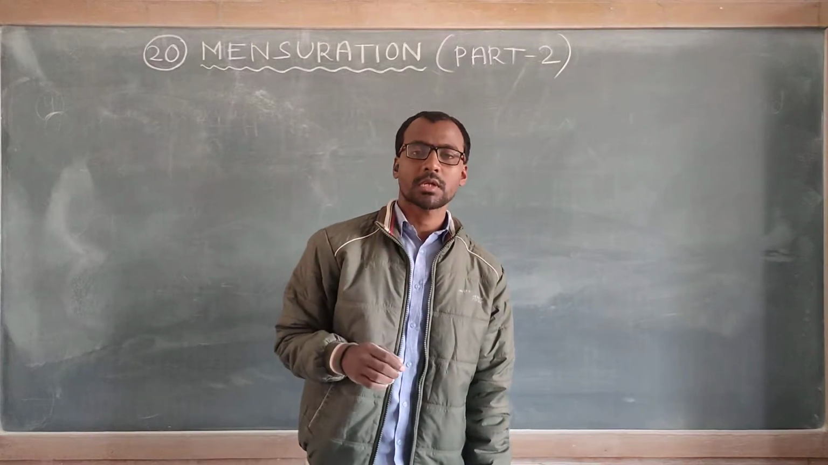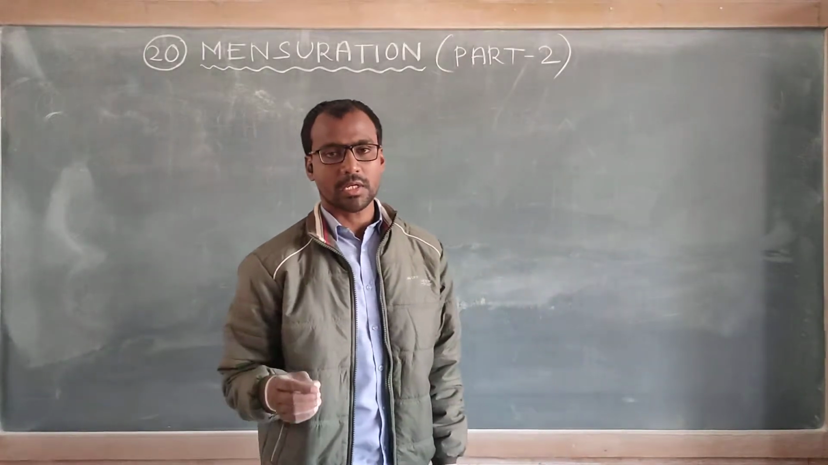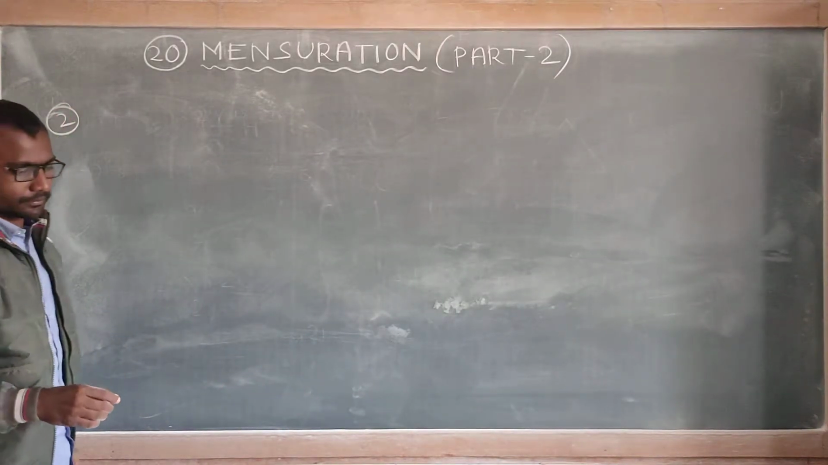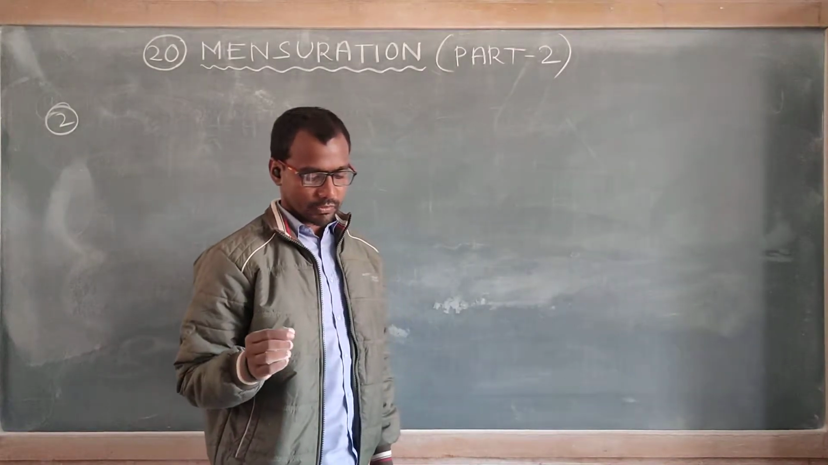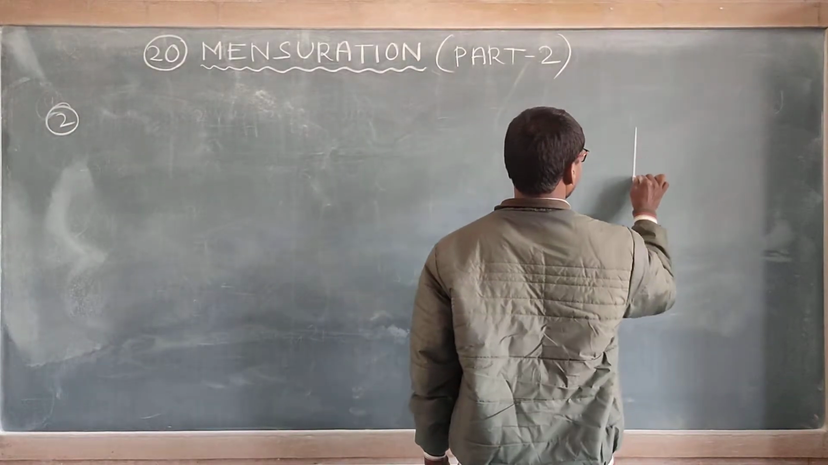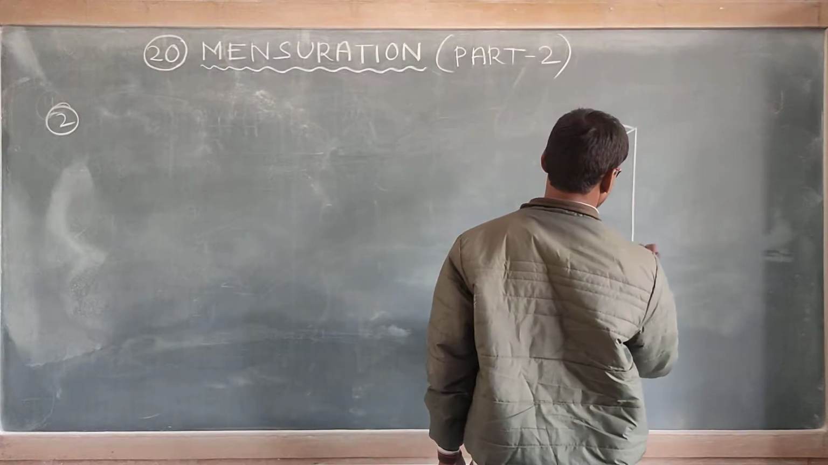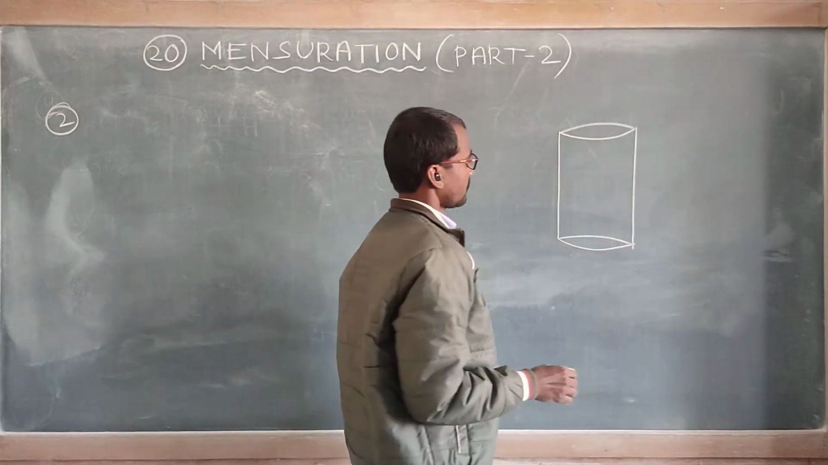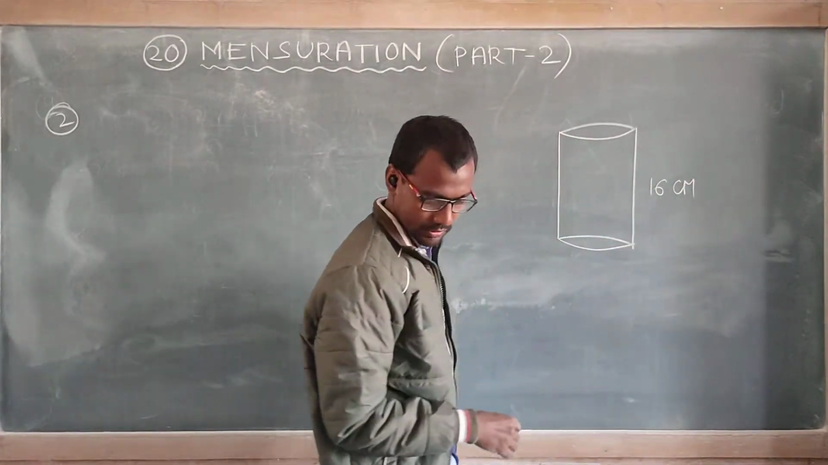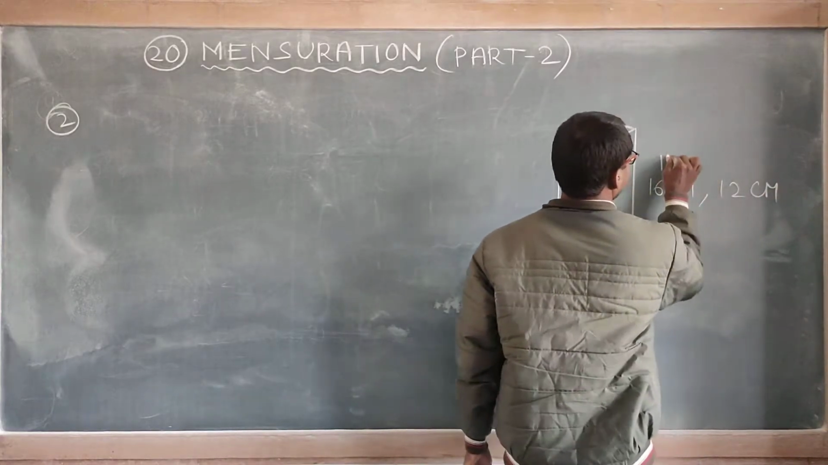So move to page number 315, Concise Mathematics. Page number 315, exercise 20F. Move to question number 2. From a solid cylinder whose height is 16 cm and radius 12 cm. There is a solid cylinder like this. Then its height is 16 cm and radius is 12 cm. This is height. This is radius.